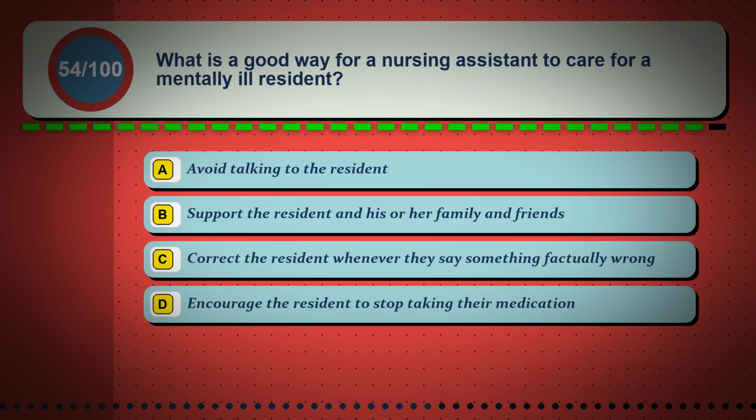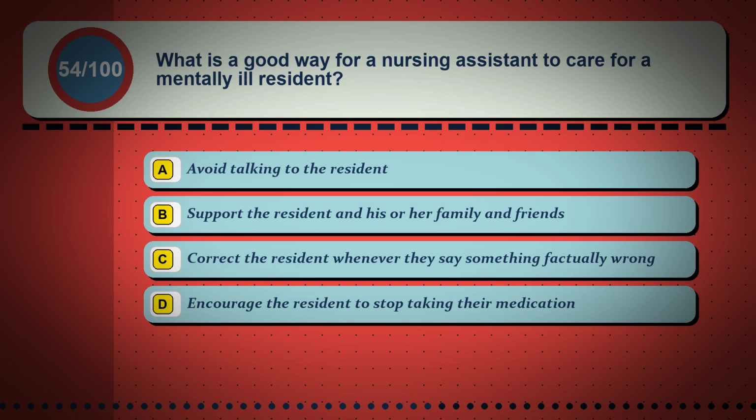Question 54. What is a good way for a nursing assistant to care for a mentally ill resident? Option A, avoid talking to the resident. Option B, support the resident and his or her family and friends. Option C, correct the resident whenever they say something factually wrong. Option D, encourage the resident to stop taking their medication.